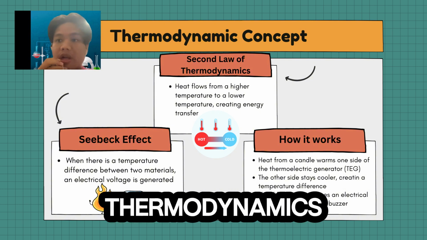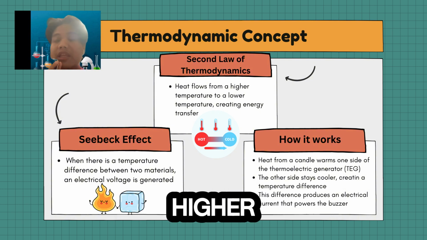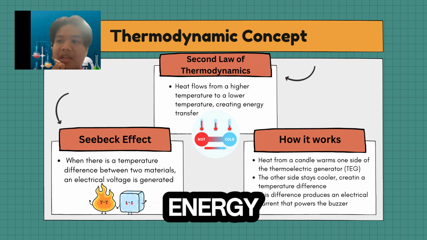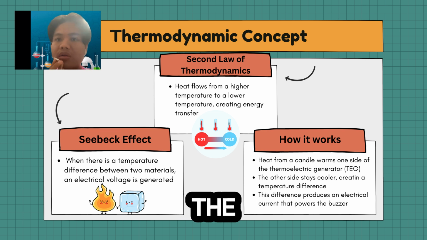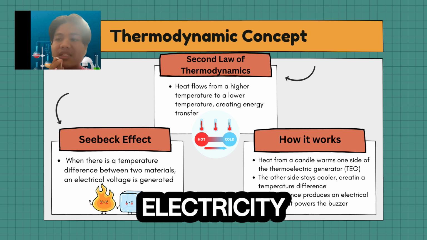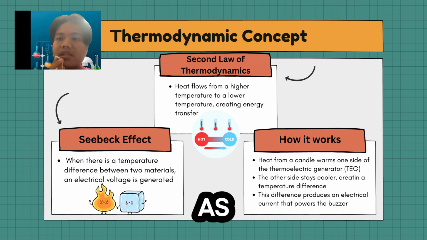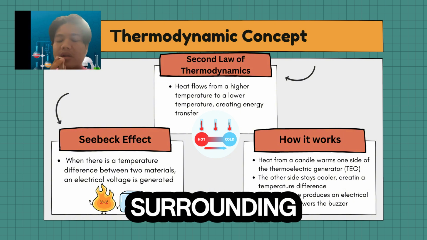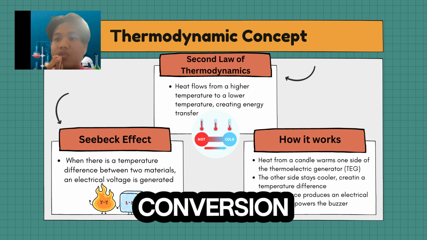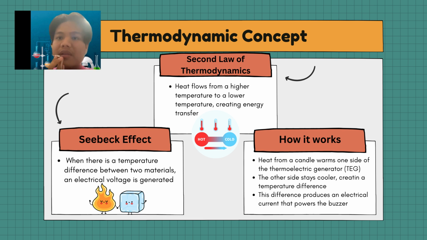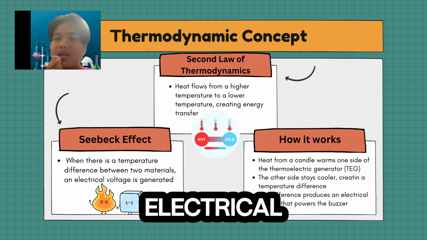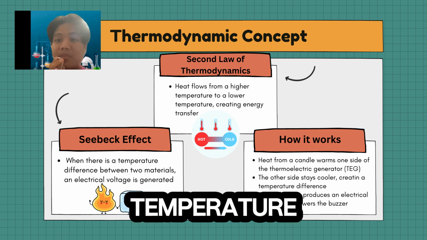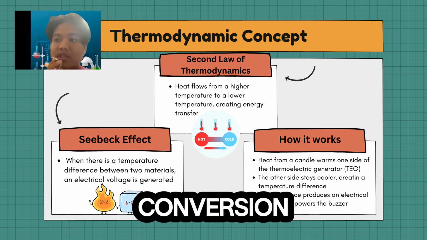The second law of thermodynamics states that heat flows from a higher temperature to a lower temperature, creating energy transfer. In this system, heat from the candle moves to the TEG hot side, while the cool side stays cool with the ice. Since not all the heat is converted into electricity, some energy is lost as heat, increasing entropy in the surroundings. This energy conversion process is based on the Seebeck effect, which states that when there is a temperature difference between two materials, an electrical voltage is generated. The greater the temperature difference, the more efficient the energy conversion.